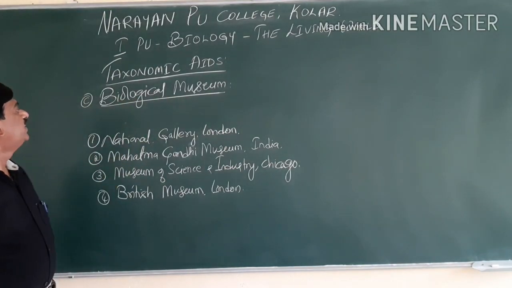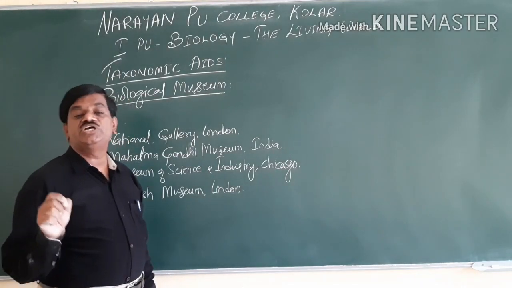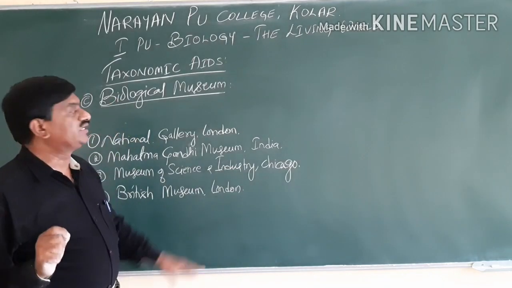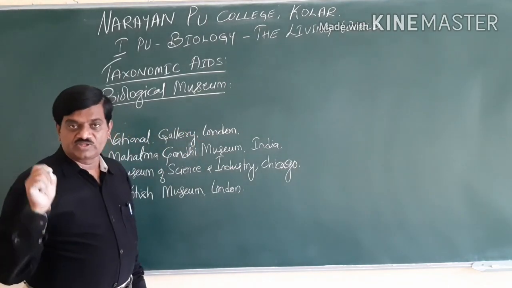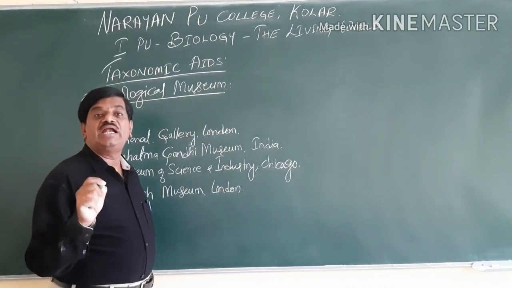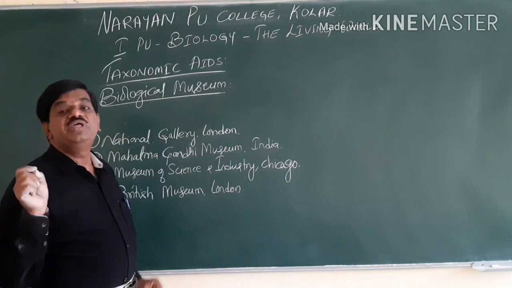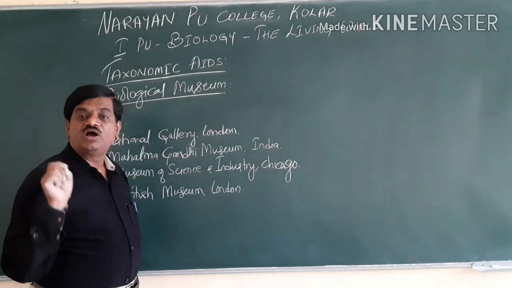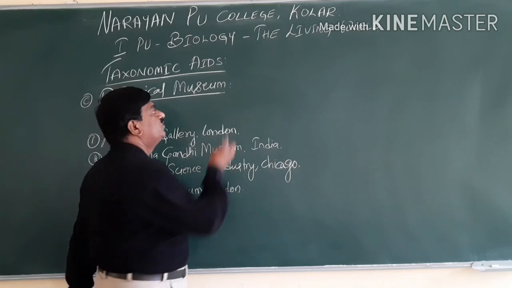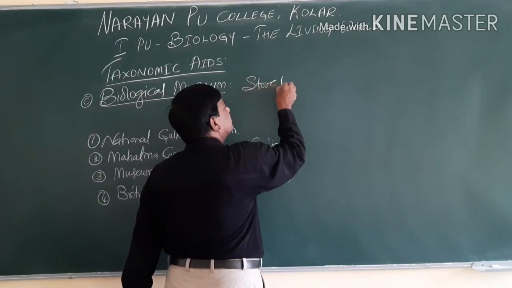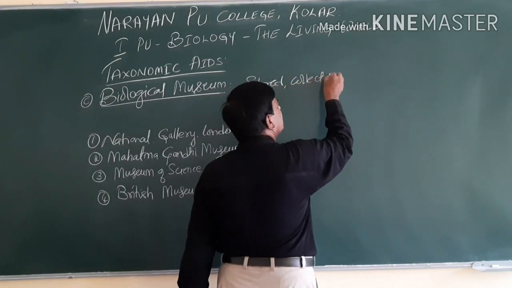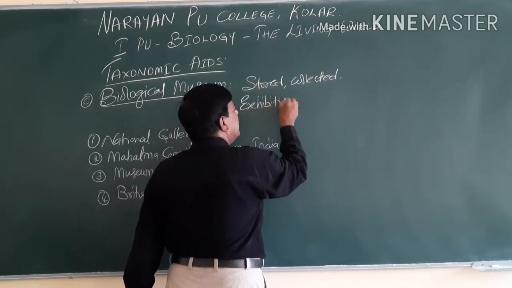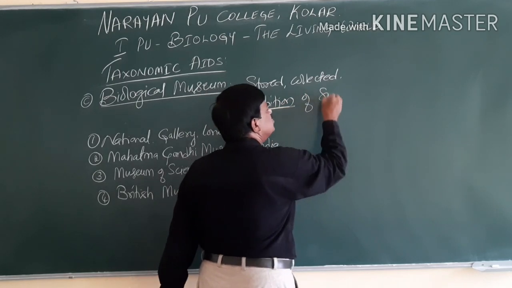So we are going for the next one called biological museums. A biological museum is nothing but where we collect, store and preserve plants and animals as specimens. So here the plant or animals are preserved, stored, collected, and used as an exhibition of specimens.